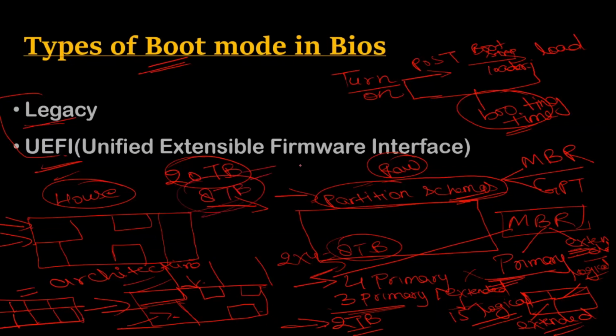12 TB you can't use. 12 TB will not be usable. So this is the disadvantage of MBR. Earlier, when we did not have any hard disk larger than 8 TB, MBR was used. But nowadays it is replaced. Now we have the upgraded version of MBR available, that is GPT.